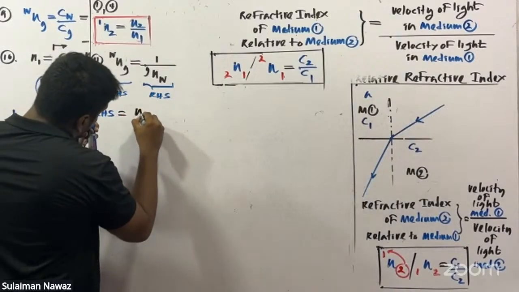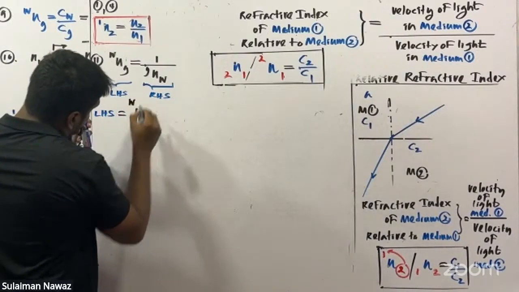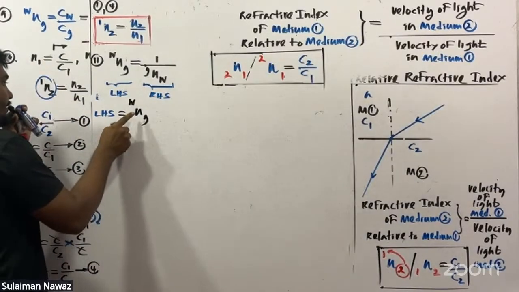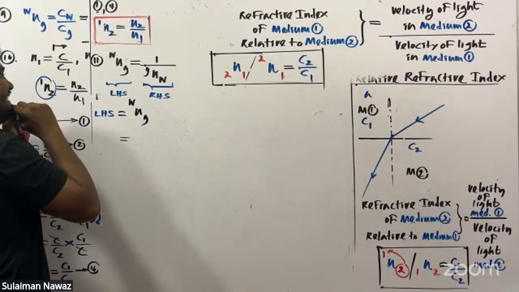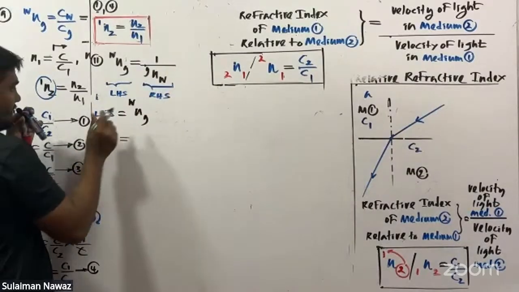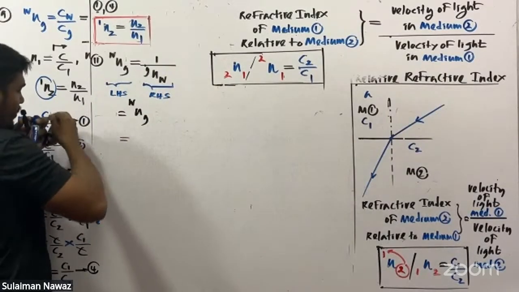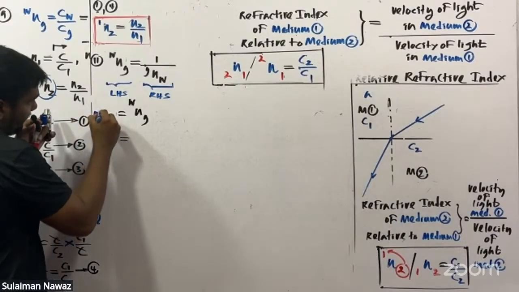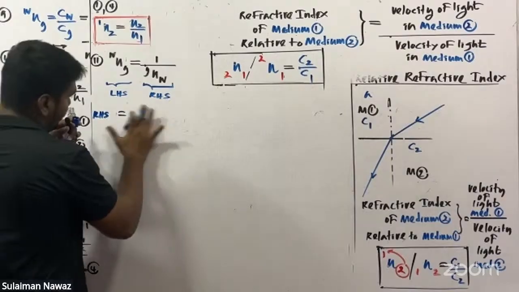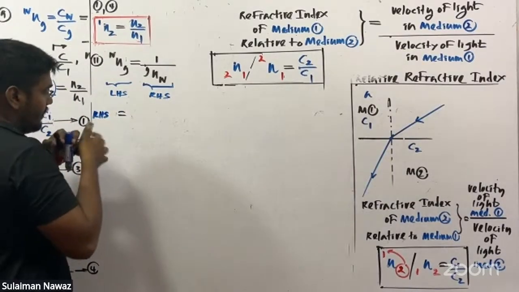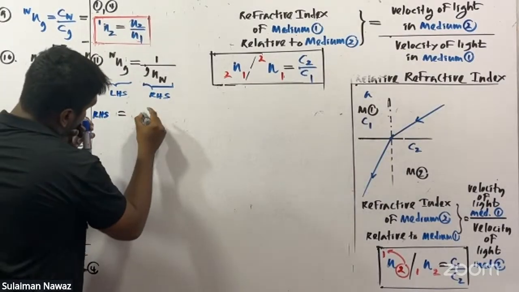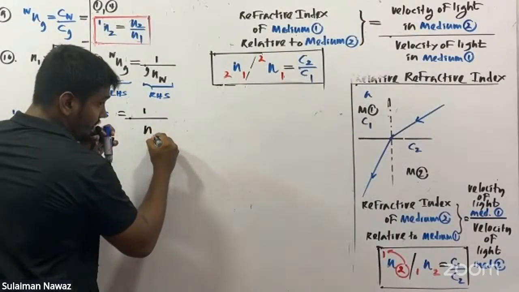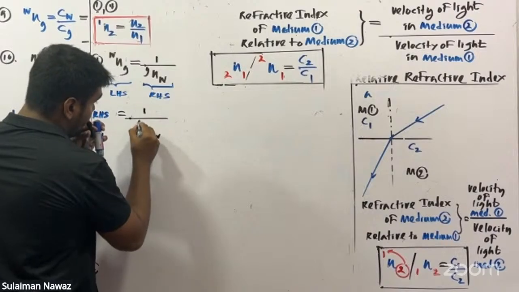Equals refractive index of glass relative to water. Then we know the definition. The easiest one is going from the right hand side. Therefore, I go from the right hand side and I'll show the left hand side. I start from the right hand side and finish at the left hand side. Okay, that is easy. So 1 over refractive index of water relative to glass.